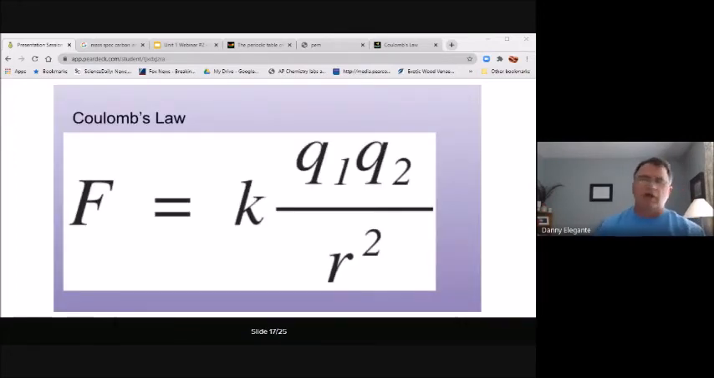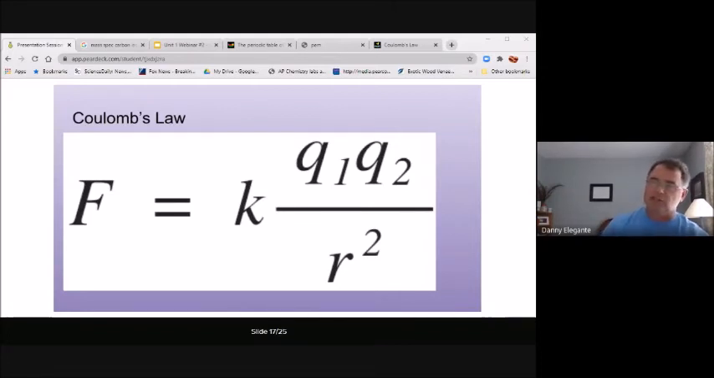Some of y'all may or may not remember Coulomb's law, and Coulomb's law is pretty straightforward. Don't worry about the K part. You'll never actually calculate anything, but it's Q1 Q2 over R squared is the force. And what we can say is Q1 is usually the charge of a positive thing. So maybe you have 7 protons. That would be a +7 charge. Q2 is typically the charge of the negative thing. So you might have 7 electrons. So Q2 would be a 7 negative charge.